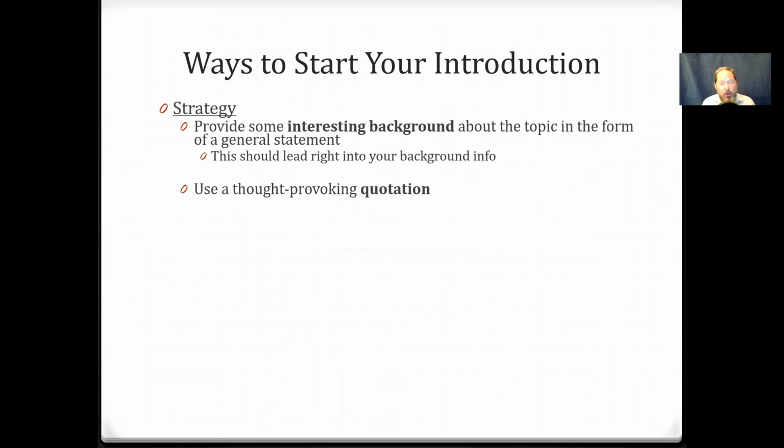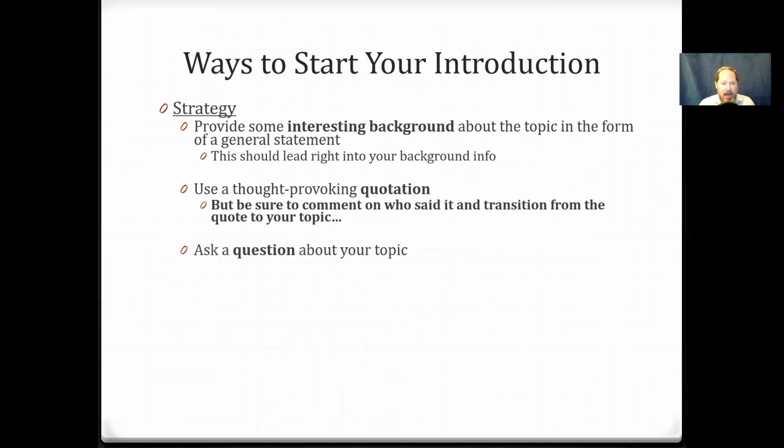You might start with a quotation, something that's thought-provoking and has something to do with your topic, but then be sure to comment on who said it and transition from the person saying this quotation into your topic. You can't just have a quote that stands alone and then start talking about your topic and there's no connection between the two.